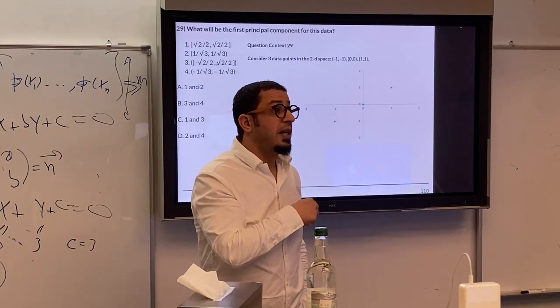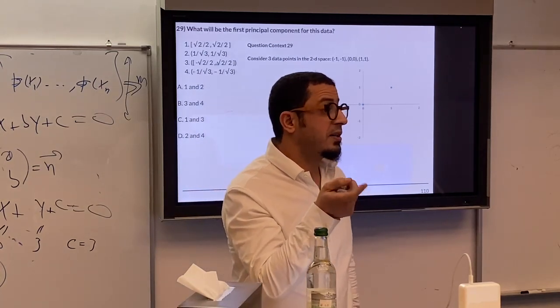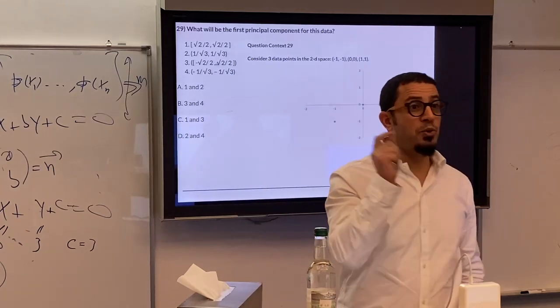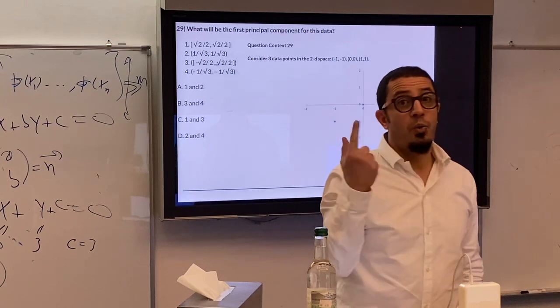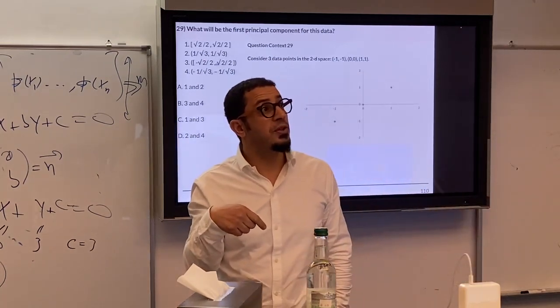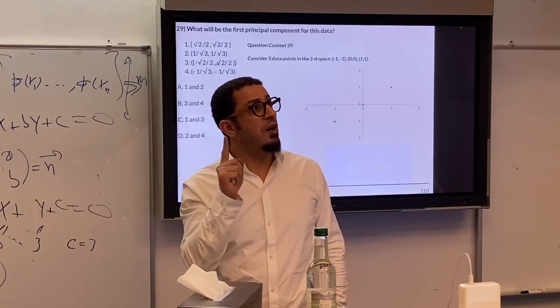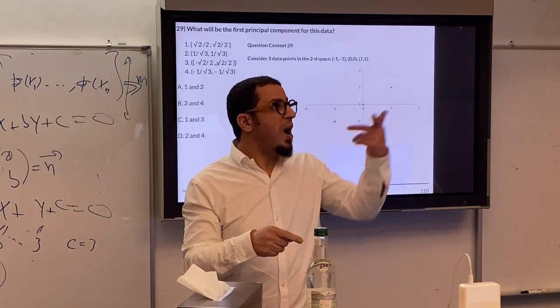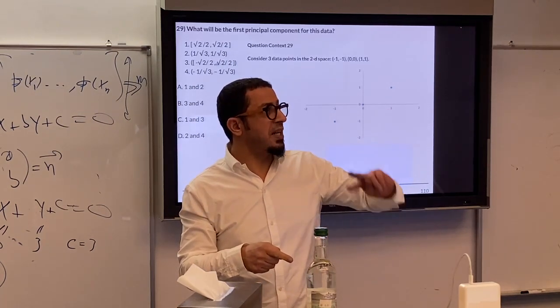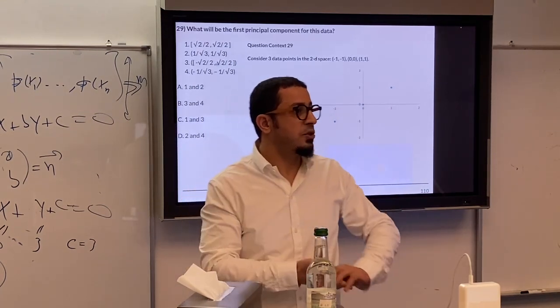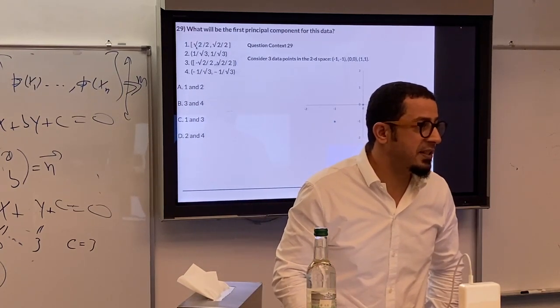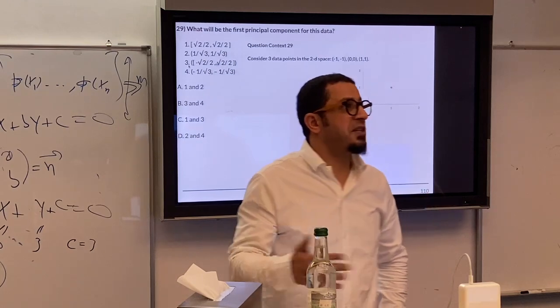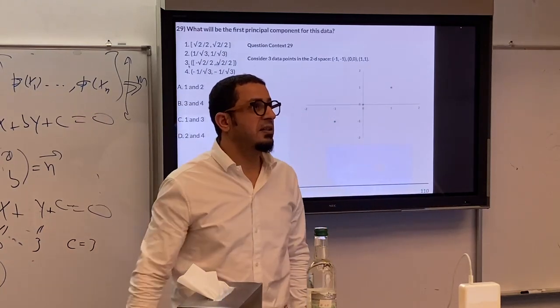But if we say 1, 1, I'll tell you it is not right, because 1, 1 is not a unit vector. We need to divide it by the square root of 2. So it will be 1 over square root of 2, which is the same as square root of 2 divided by 2. So the answer can be 1 and 3. It doesn't matter whether it is plus or minus, right?